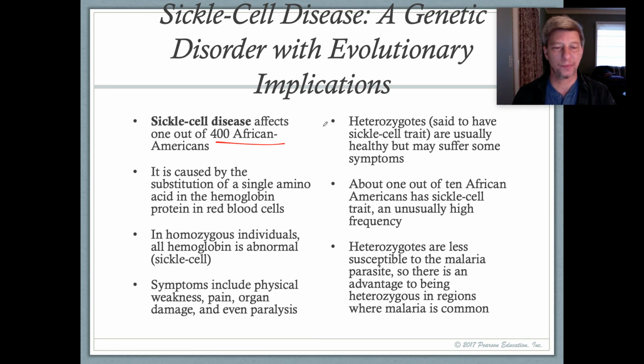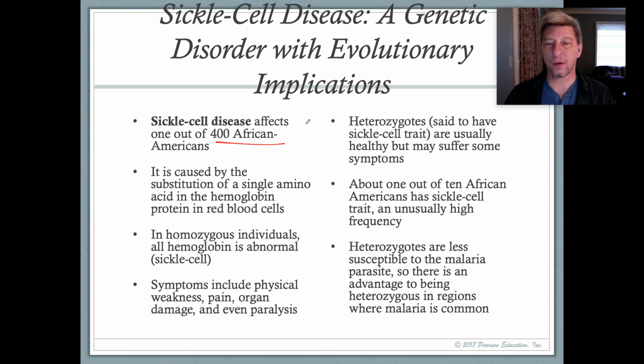Now, in a person who is homozygous for this, they will actually have hemoglobin that is abnormal. And that abnormal protein causes the red blood cells to take on a sickled shape, looks almost like a crescent moon. And this can cause weakness, pain in the joints, difficulty, fatigue, that sort of thing.